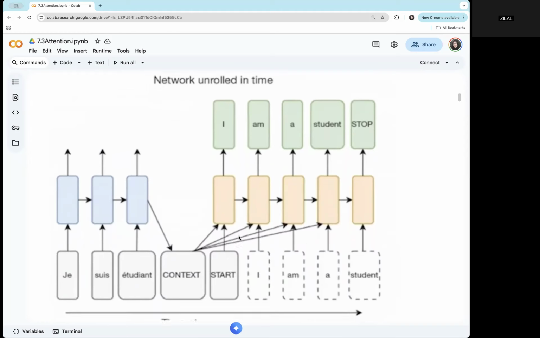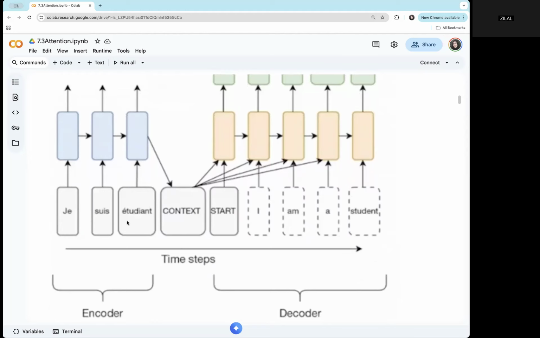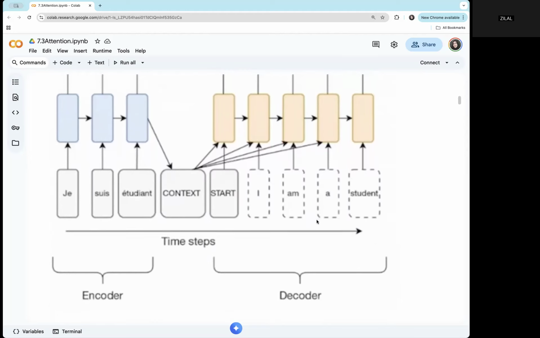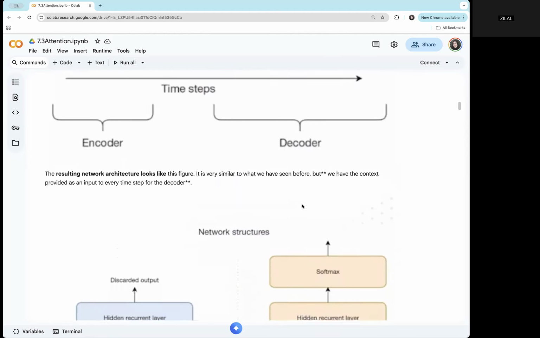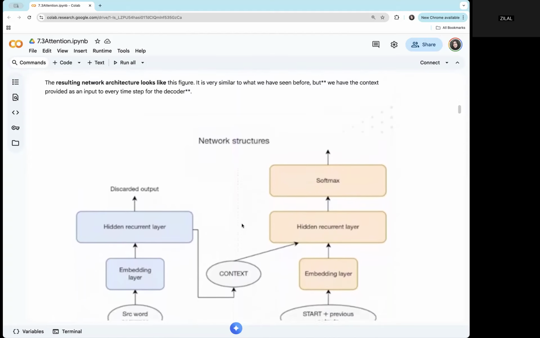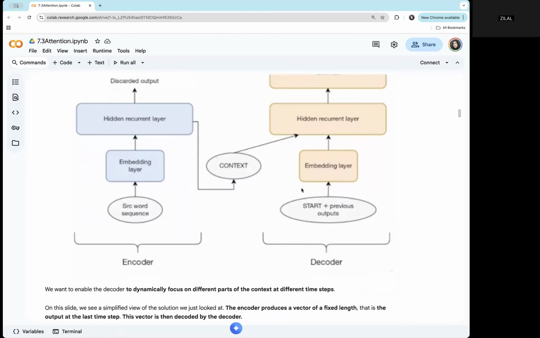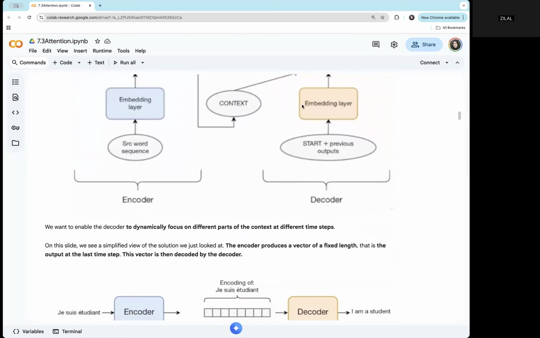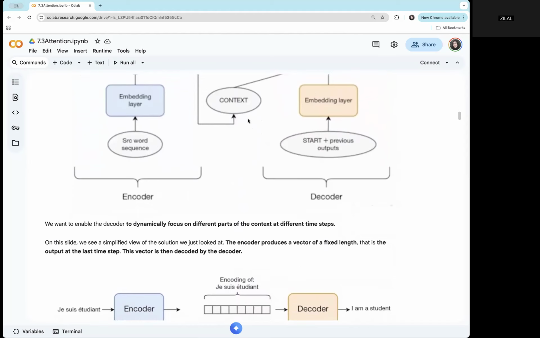So this is the network unrolled in time. This is the sentence in French, and we want to translate it into English. This is the encoder, and this is the decoder. The resulting network architecture looks like this figure. It's very similar to what we have seen before, but we have the context provided as input to every time step for the decoder. We want to enable the decoder to dynamically focus on different parts of the context at different time steps.